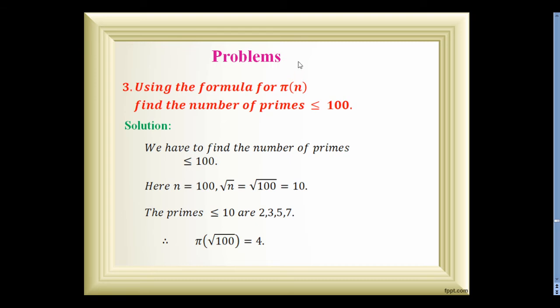Now we have to find pi of n. First we will find pi of square root of 100. The square root of 100 is 10. What are the primes which are less than or equal to 10? We got only 4 primes: 2, 3, 5, 7. So pi, the number of primes, is equal to 4. So it is 4.